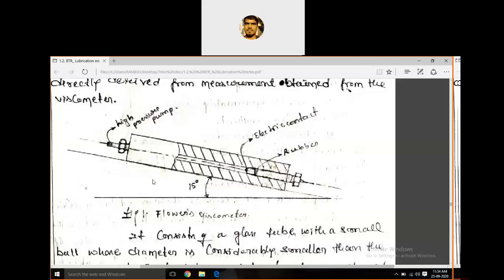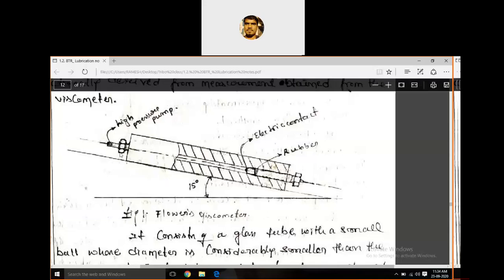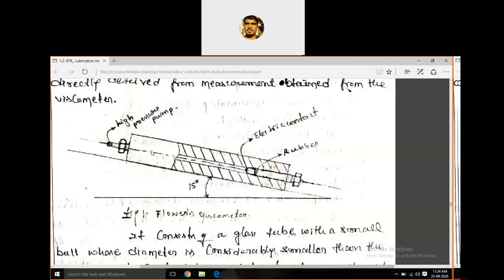Coming to the construction of this viscometer, it consists of a glass tube with a small ball. Here is a small ball which is placed here, considerably smaller than the inner diameter of the glass tube, and it is positioned at a known angle. The angle is 15 degrees to the horizontal. The ball, which is initially at the left end of the tube, is released and starts to roll down the tube.